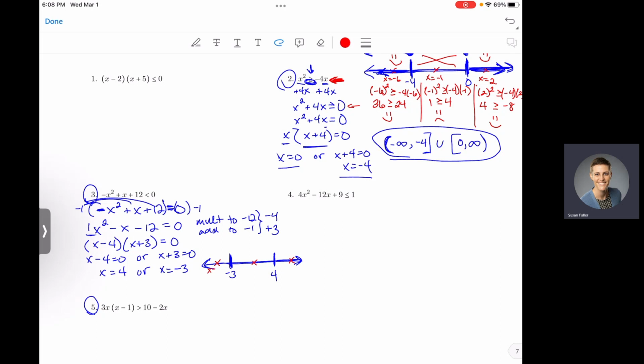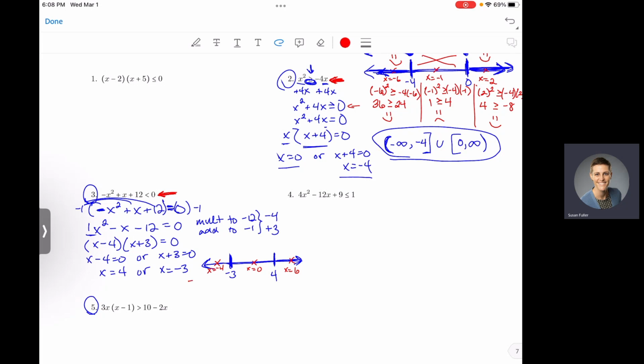So how about my favorite number less than -3 is -4. My favorite number between -3 and 4 is 0. And my favorite number bigger than 4 is 6. Okay, so now to test each of these values, I'm going to plug them into my original inequality to see if they work in the inequality. So my first test value is -4.